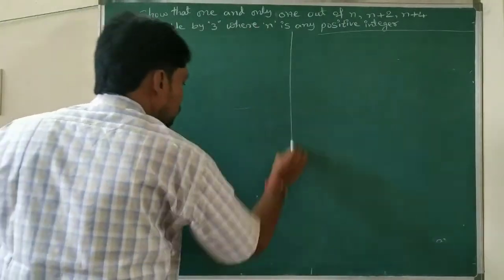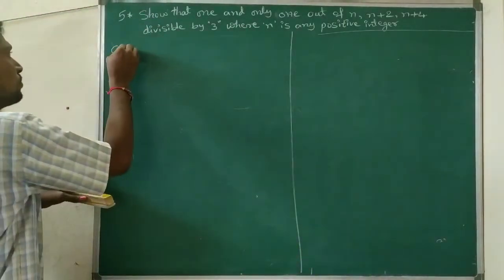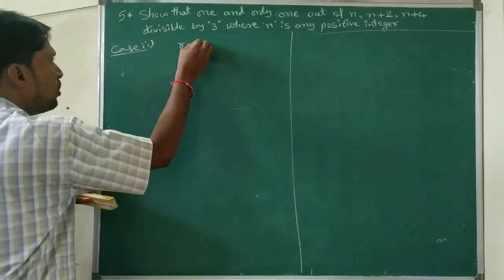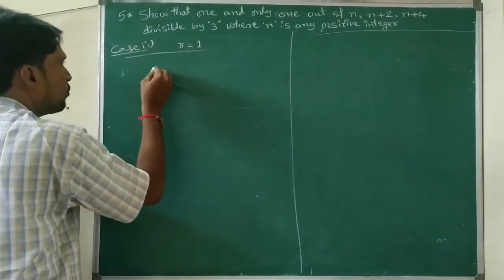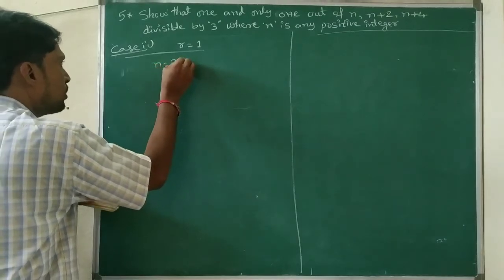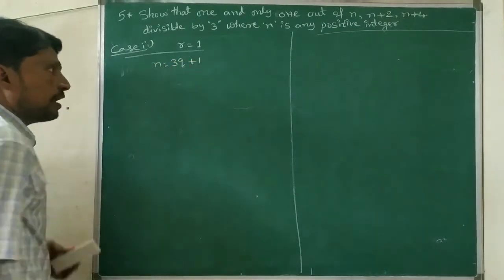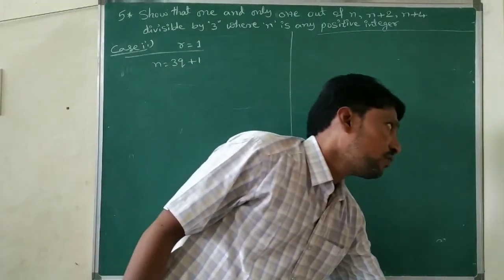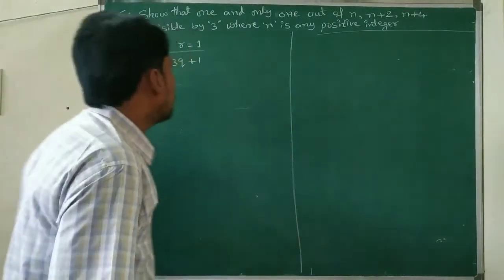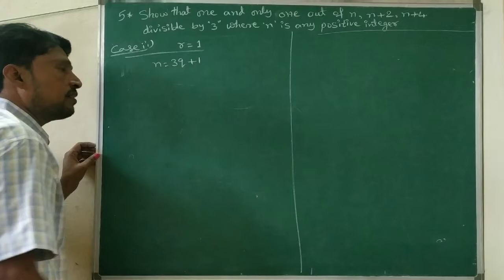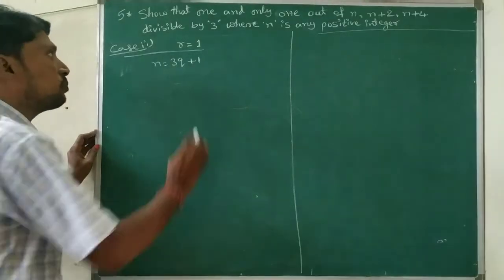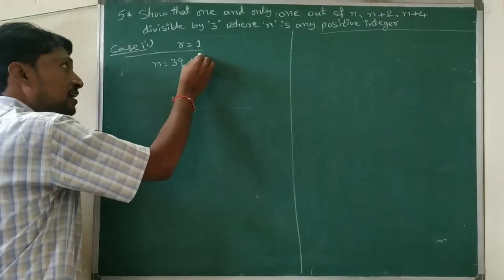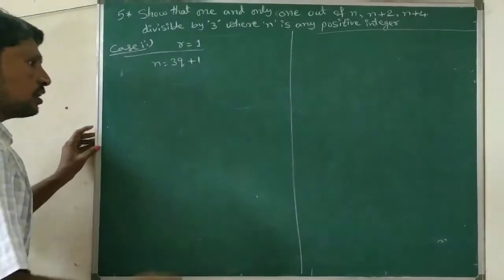So case number 2. R equal to 1. R equal to 1 means n equal to 3q plus 1. 3q means it is exactly divisible up to here. Plus 1 means 3q plus 1, we are getting 1 as the remainder. So that one you have to write.